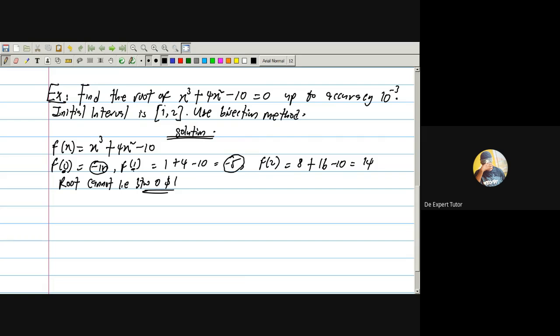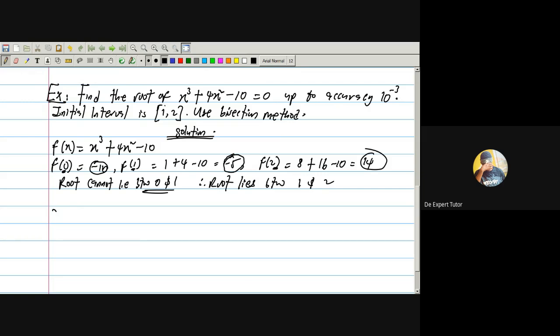But look at 1 and 2. 1 gave me a negative answer, 2 gave me a positive answer. Therefore, here, root lies between 1 and 2. Are we together? Yes. Then this is how you are going to solve the question, assuming they did not give you this one. But this one they have given you. So you bisect, it means that there's a root that lies between 1 and 2.